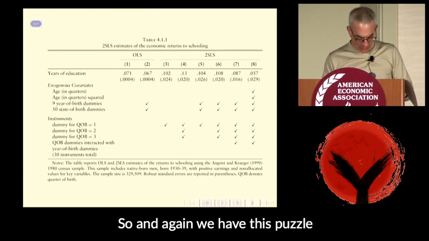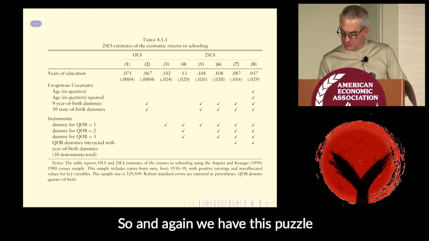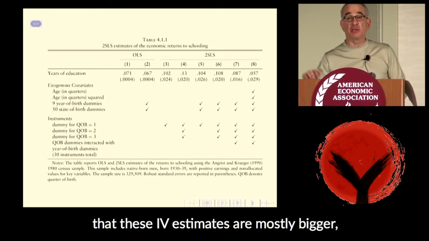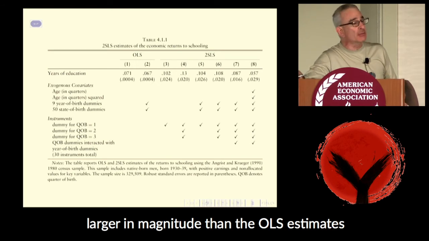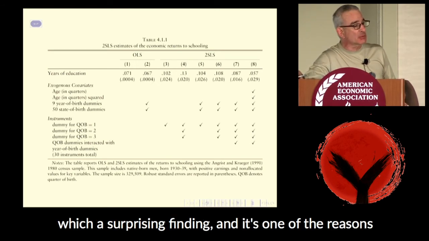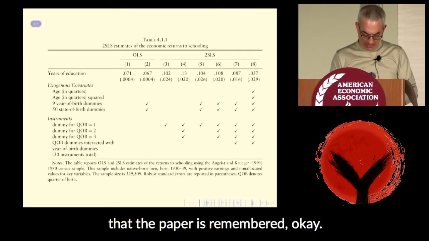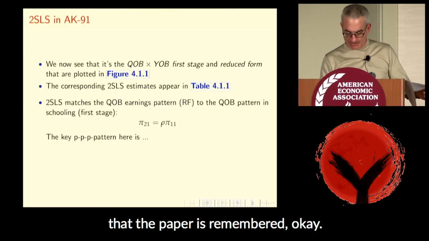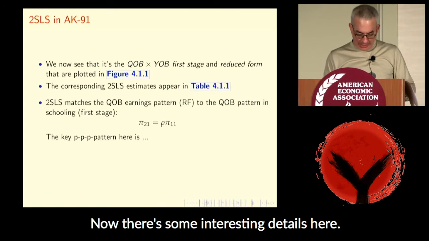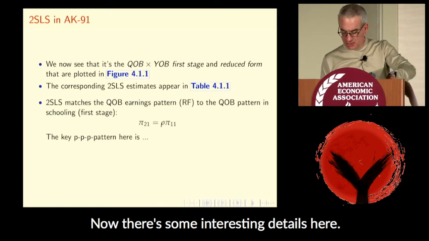Okay? So, and again, we have this puzzle that these IV estimates are mostly bigger, larger in magnitude than the OLS estimates, which is a surprising finding, and it's one of the reasons that the paper is remembered. Okay? Now, there's some interesting details here.